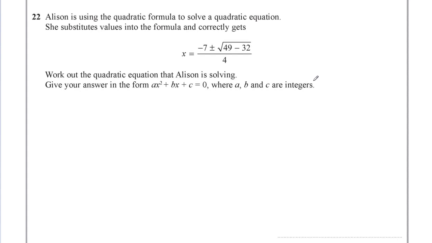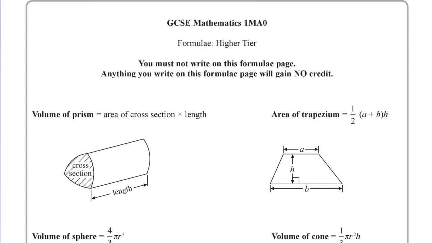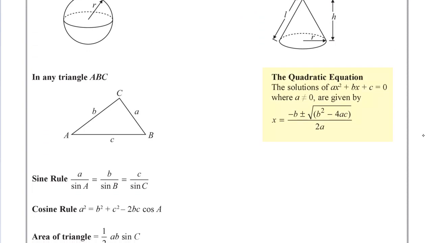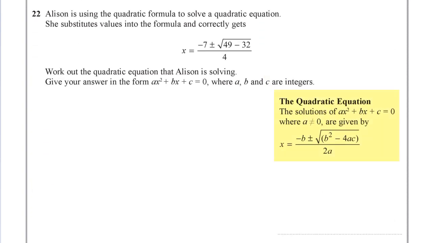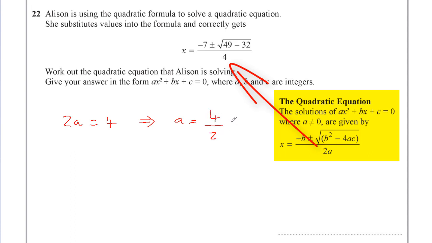Okay, this is just a substitution problem. Fortunately, we're given the quadratic equation on the formula sheet. So let's get that. We can see that 2a equals 4. So a equals 4 over 2, which equals 2.